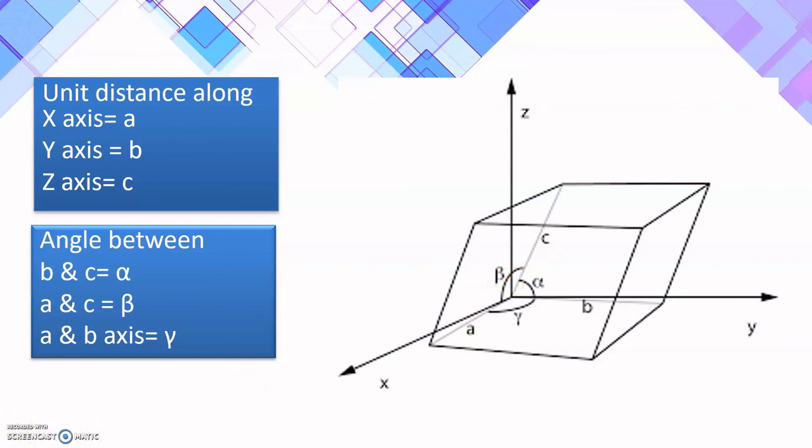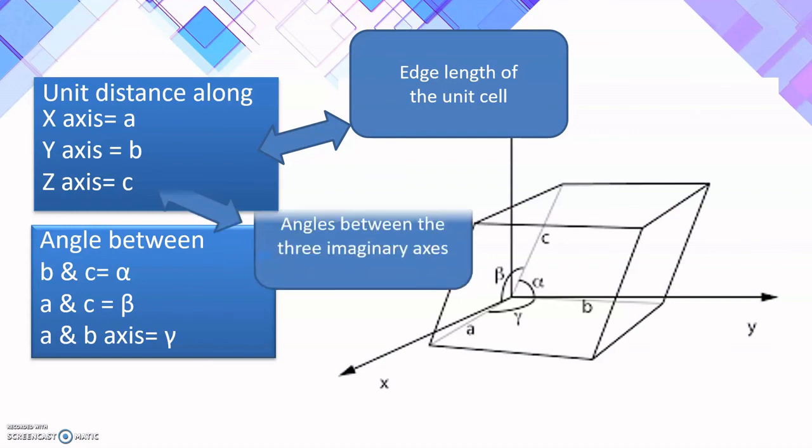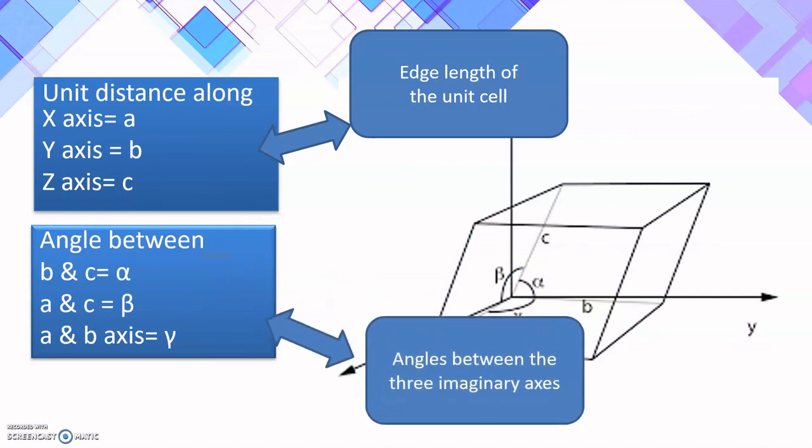To describe a unit cell, we should know the unit cell parameters. The distances a, b and c give the lengths of the edges of the unit cell. The angles alpha, beta and gamma give the angles between the 3 imaginary axes.